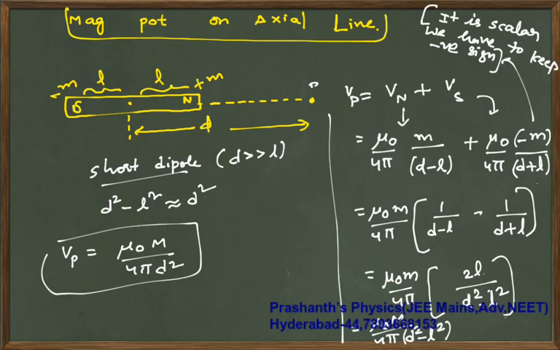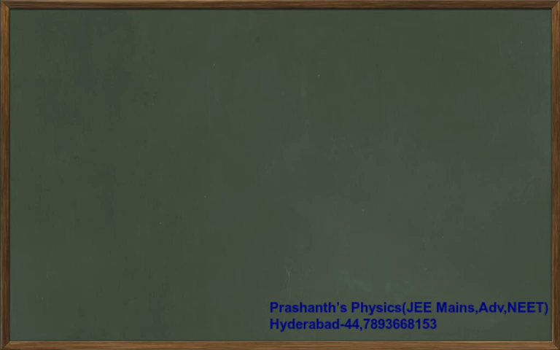All right. Now let's move ahead. Next is your magnetic potential on the equatorial line of a bar magnet.